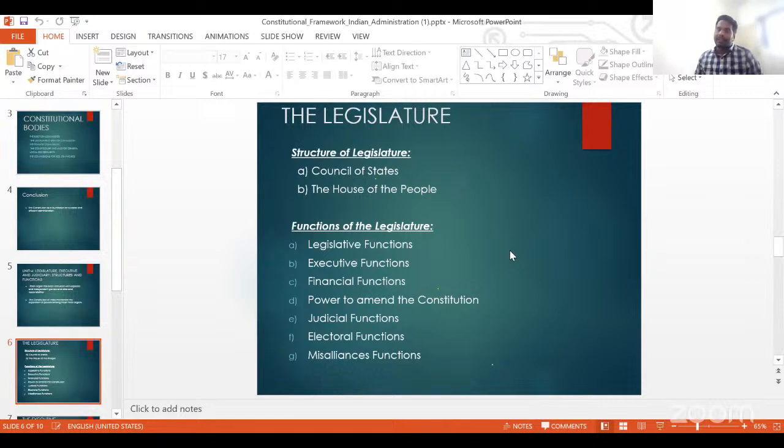Here, just remember that the President is not a member of either house, that means neither Rajya Sabha nor Lok Sabha. But he is also part and parcel of the legislature. He looks after Lok Sabha and Rajya Sabha. He is an integral part. He does not sit in either house or meetings, but he is an integral part of the Parliament.